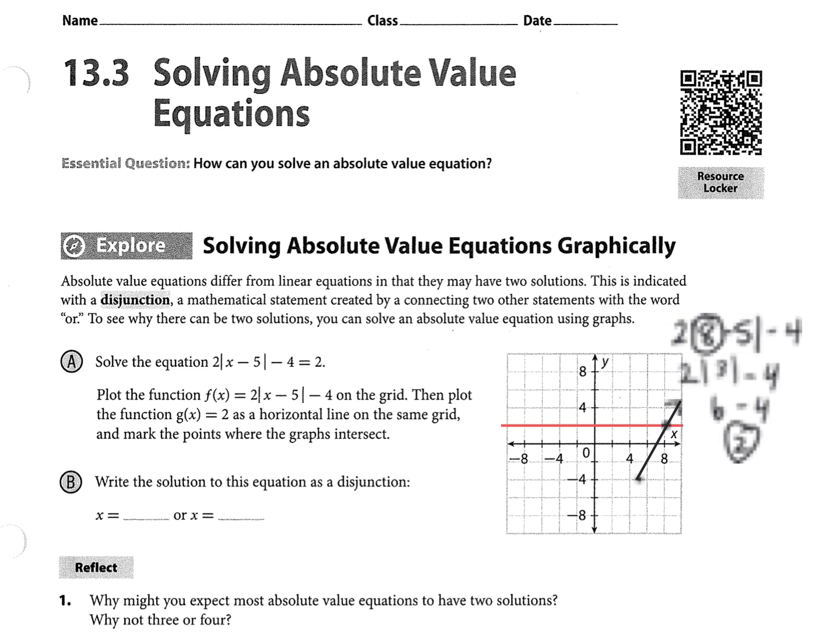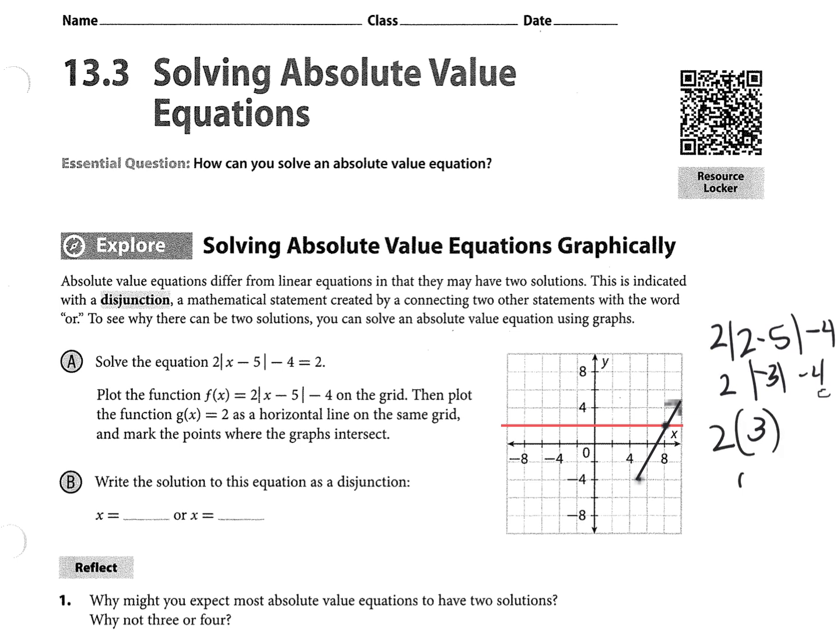And then let's graph maybe 2. If I put 2 in there, 2 minus 5 is negative 3. But negative 3's absolute value is positive 3. 2 times 3 is 6. And 6 minus 4 is 2. So we're going to plot this point 2, 2.